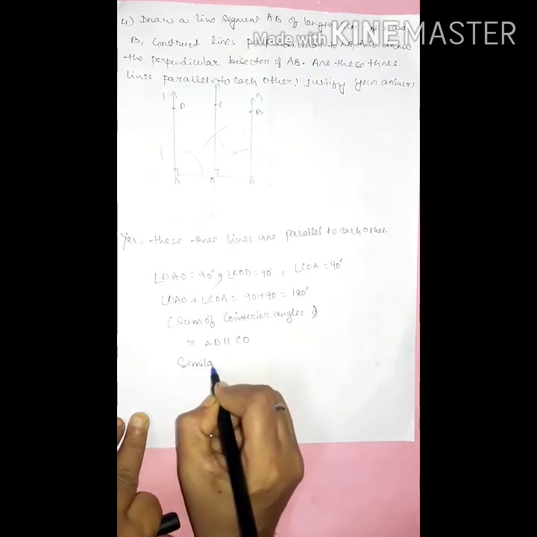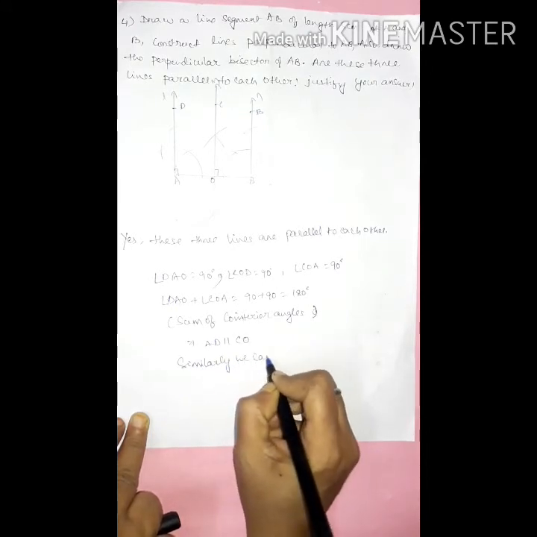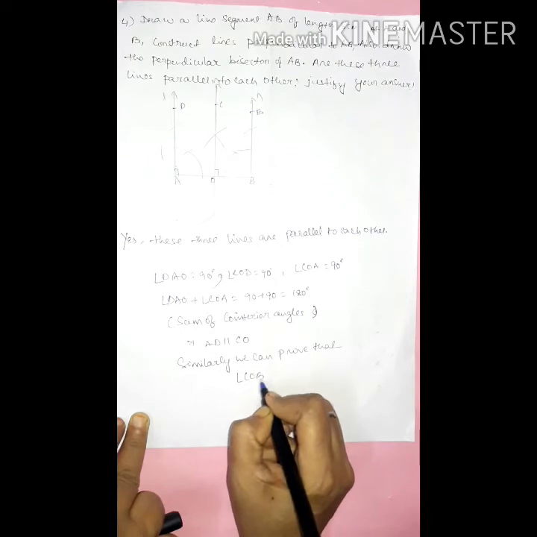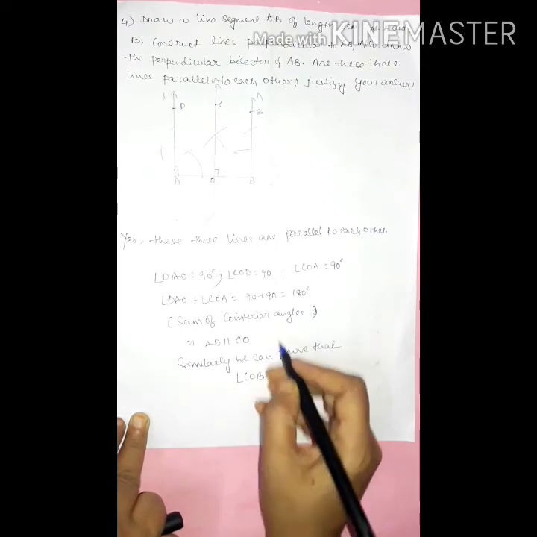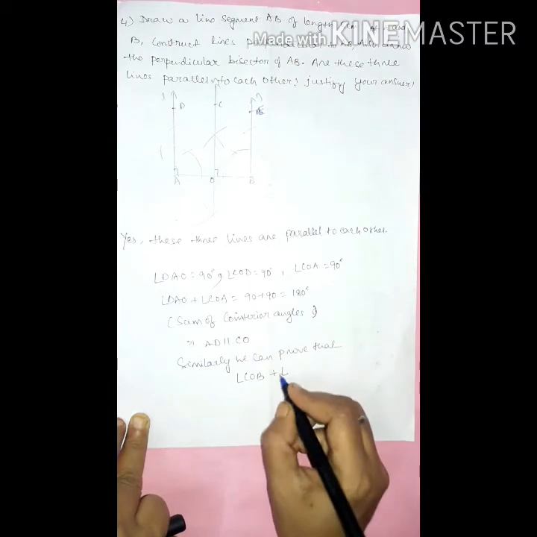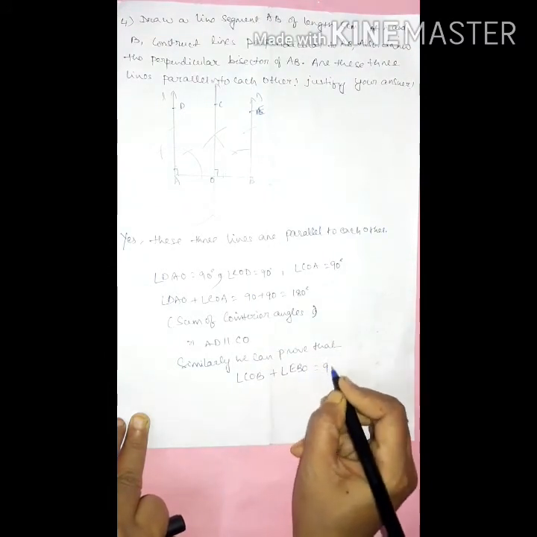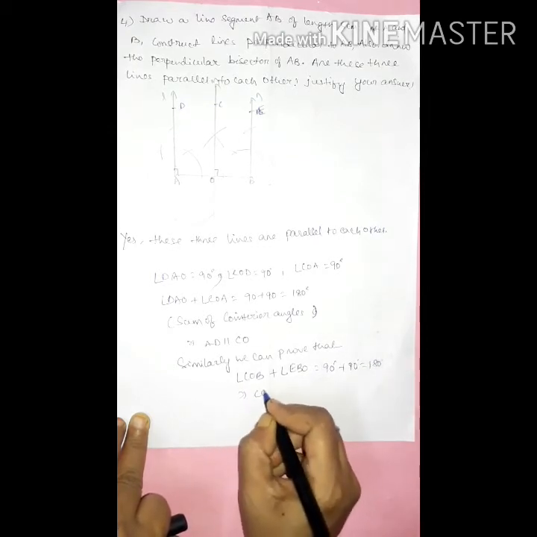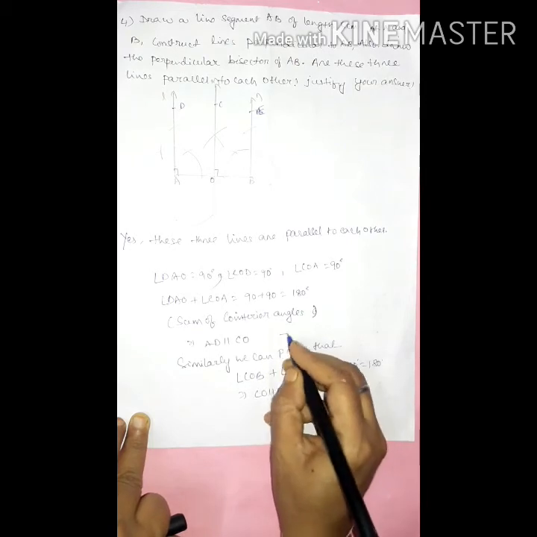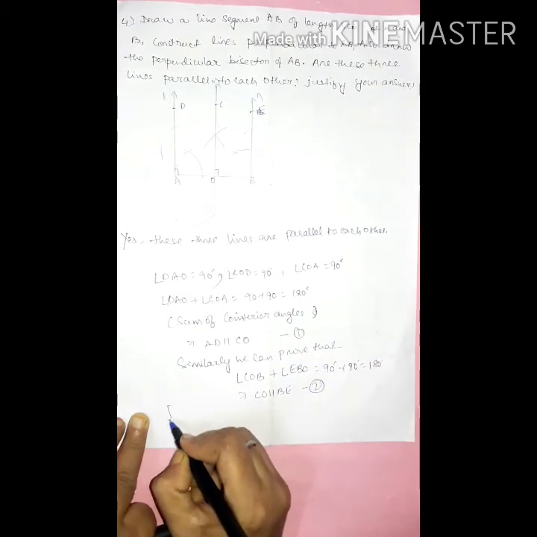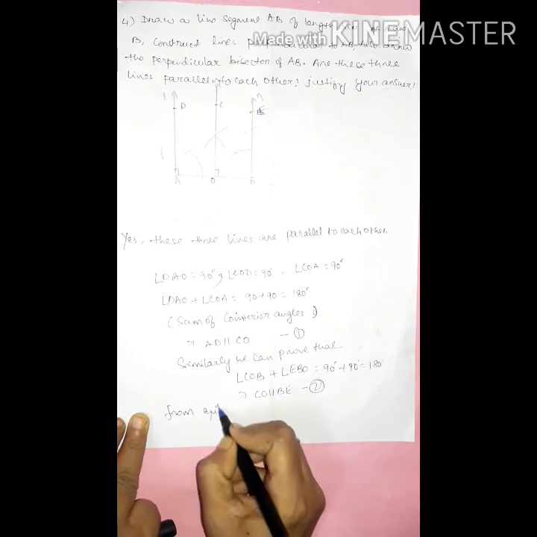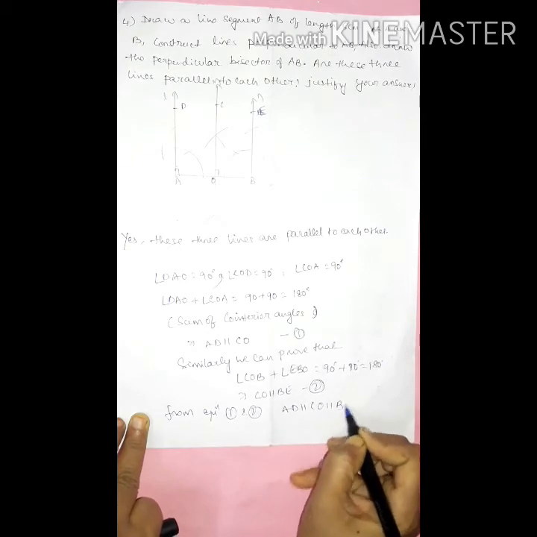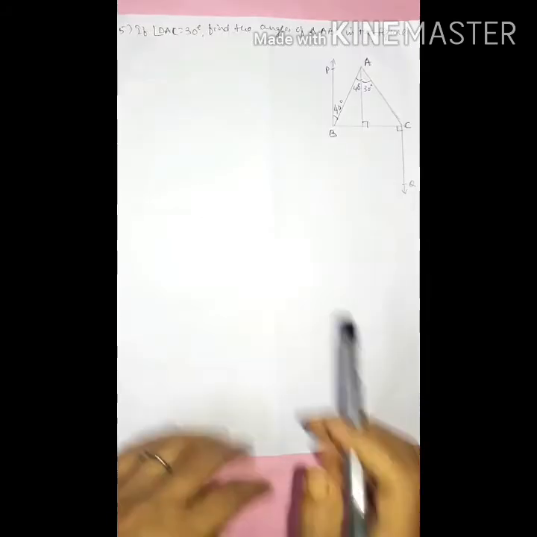Similarly we can prove that angle COB plus angle EBO is 90 degree plus 90 degree, equal to 180 degree. This implies CO is parallel to BE. This is equation 1, this is equation 2. So from equations 1 and 2, AD is parallel to CO is parallel to BE. This is the answer.